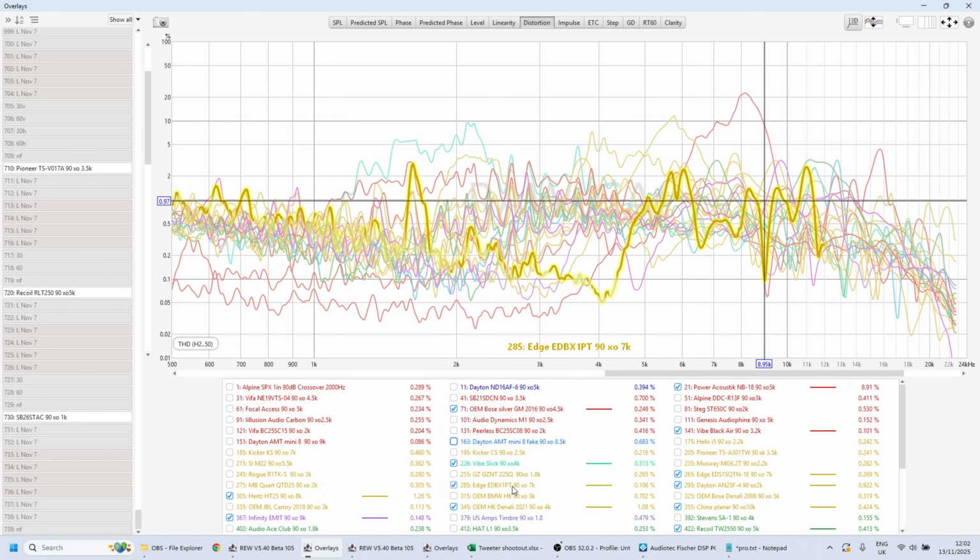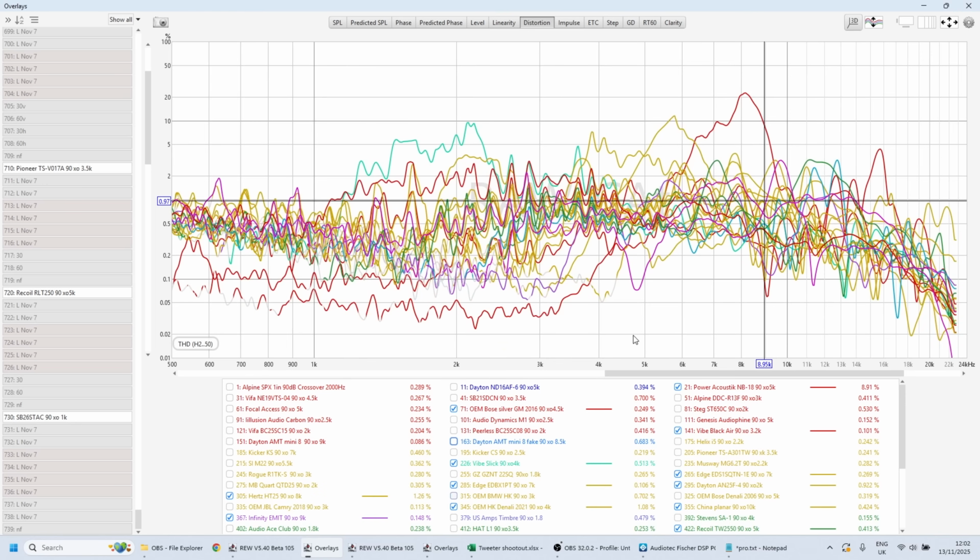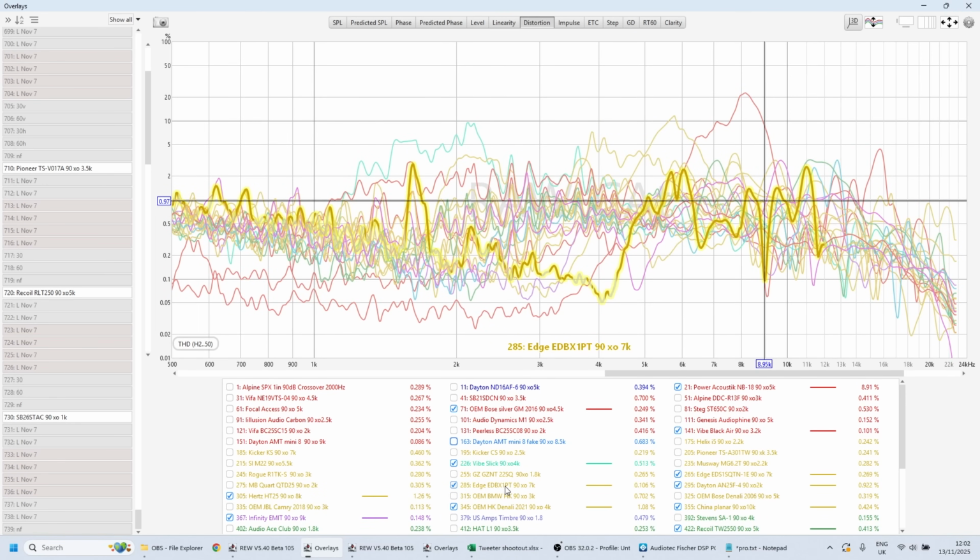Next one is the Edge, which is the piezo driver. For some reason, it is crossed at 7K, and it still has a distortion peak you can see at what, 1.7K? I don't know why. It is in the noise, but it still pops up, and it's still 2%, and at 11K here as well, it's above 1%, 2%, so not that great. Another OEM driver, it's not that bad, just a tiny bit above 1%, so let's make an exception for this.